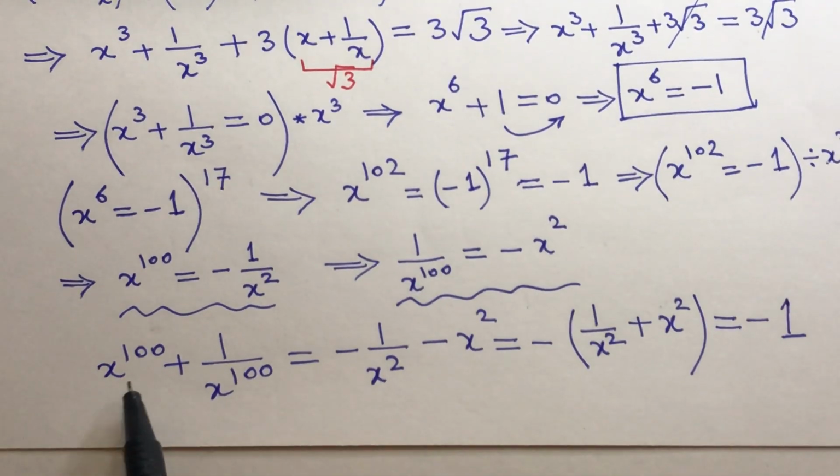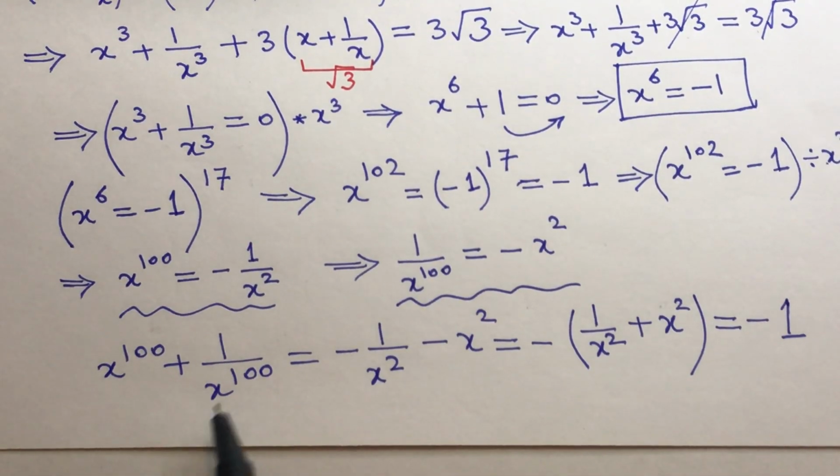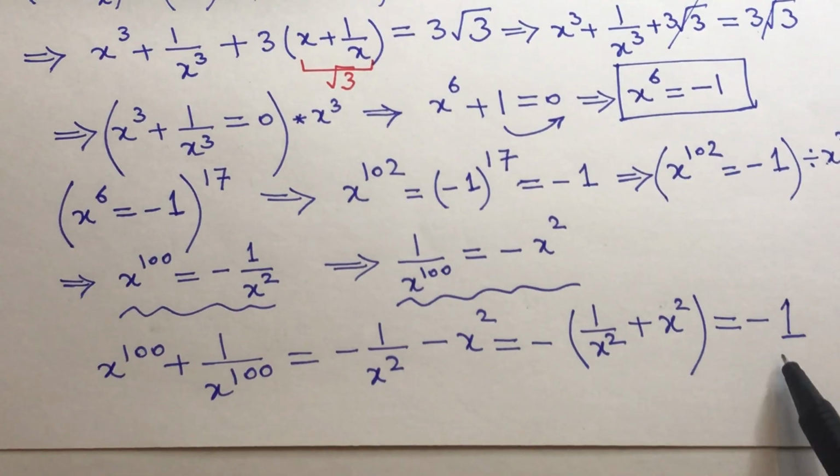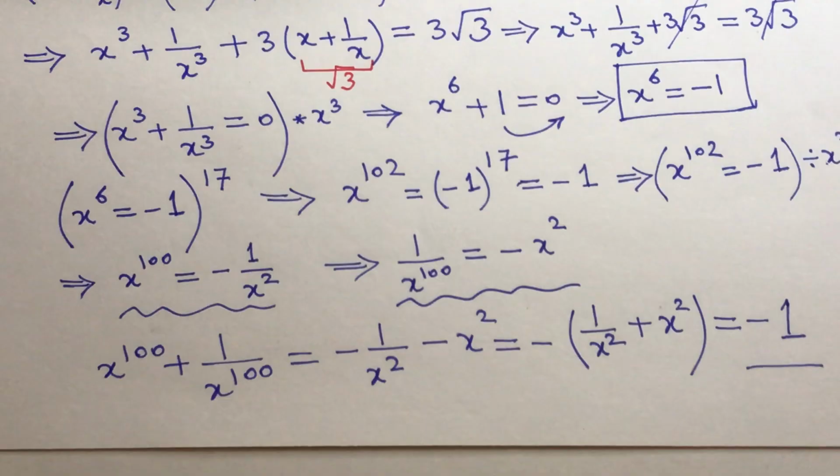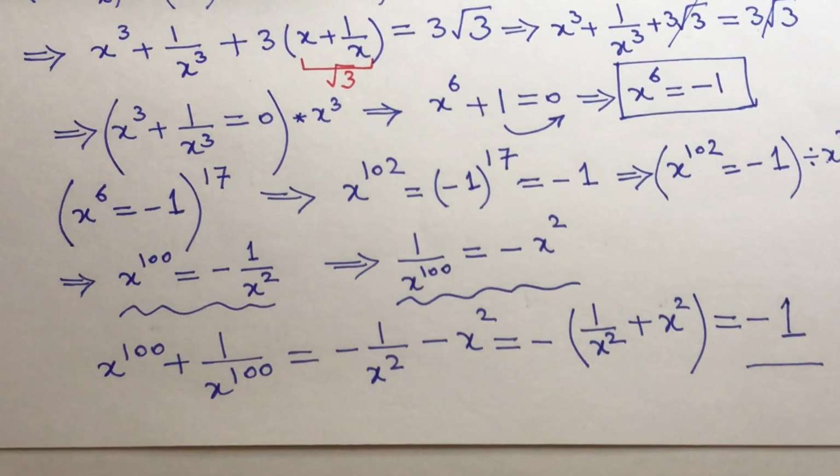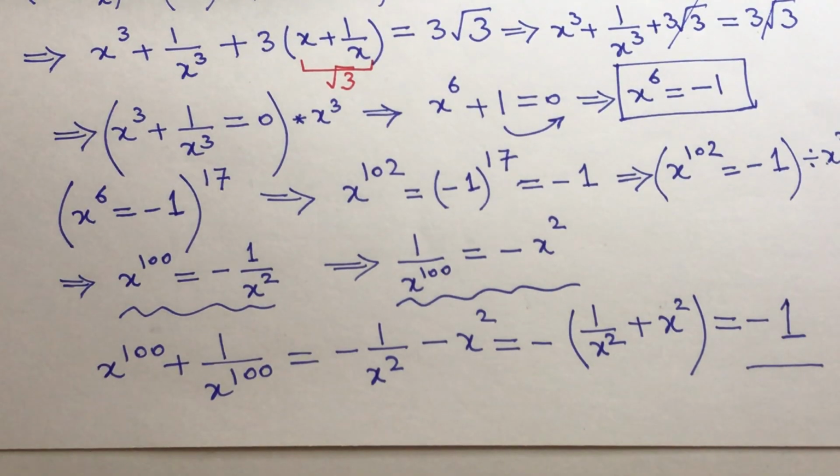So the result of x to the power of 100 plus 1 over x to the power of 100 is minus 1. And this is our last answer here. Thank you for your attention.